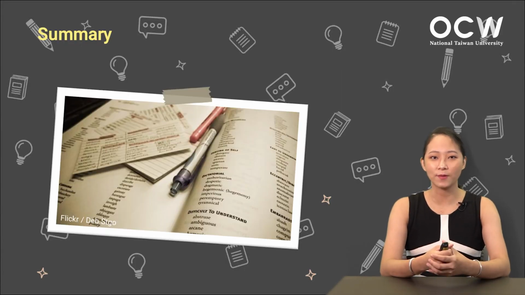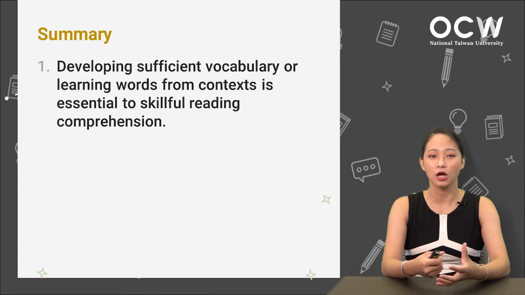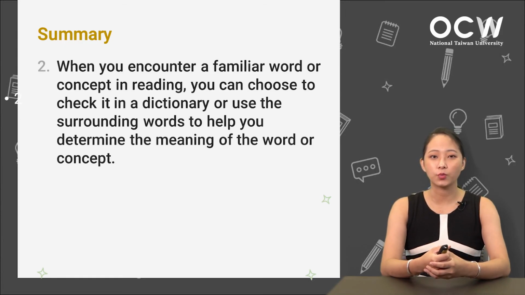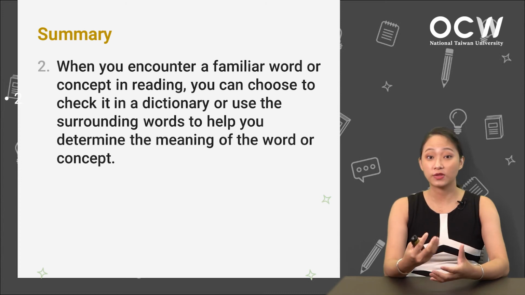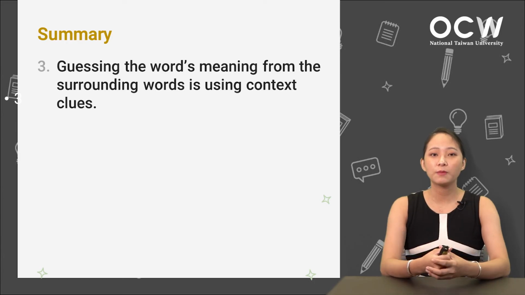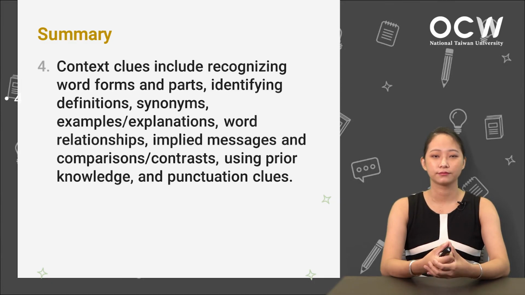Now let's go over some of the main components we learned today. Number one, it is essential for you to have a sufficient data bank of different vocabulary so that you may be able to comprehend the article or the reading with accuracy. Second, when you encounter unfamiliar words or phrases, you can use contextual clues or check the dictionary for its meaning. Third, you may be able to infer the meaning of the word using the clues that are given before or after the unfamiliar words.